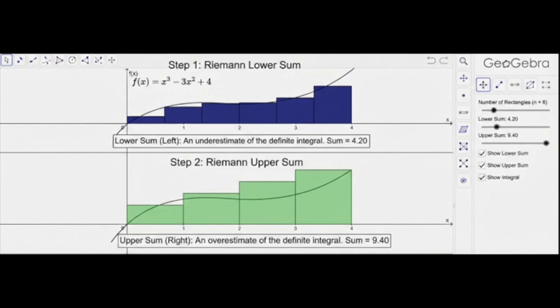In this video we use GeoGebra to visualize the Riemann lower sum and Riemann upper sum. We will first examine them separately and then compare them together to understand how they approximate the definite integral. Let's begin.